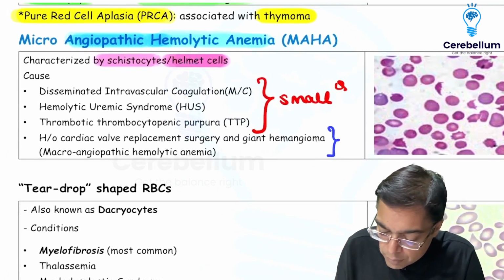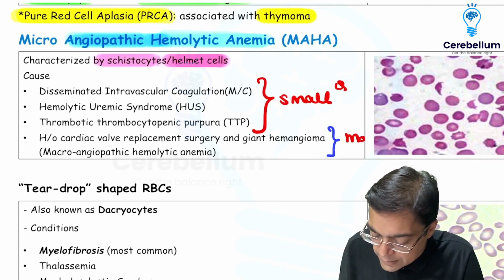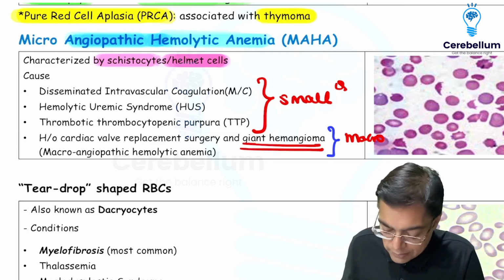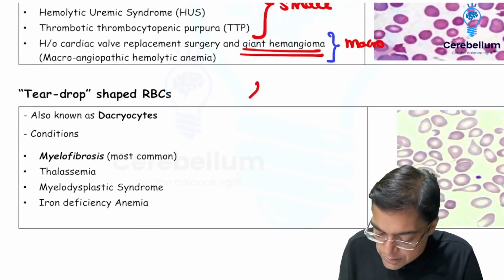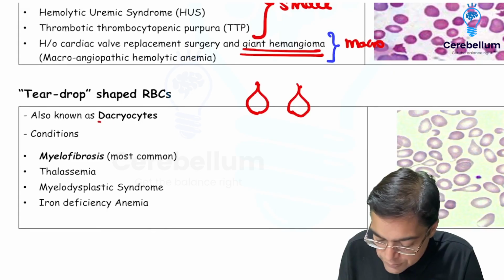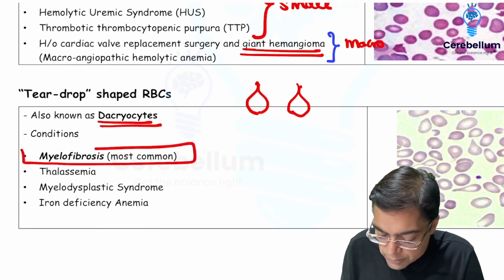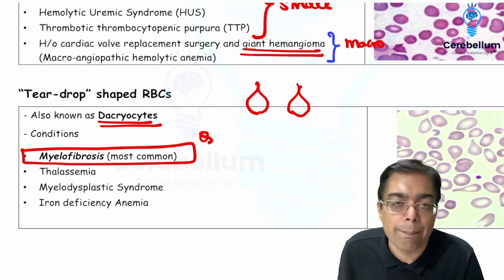Another cause that we need to remember over here, apart from cardiac valve replacement, which can result in macro or big size angiopathic hemolytic anemia, is something like a giant hemangioma. Another special condition that is worth making a reference to over here is a condition in which RBCs become tear-shaped, and tear-shaped RBCs are given the name of dacryocytes. Dacryocytes can be seen in multiple conditions, but the commonest that we need to remember is a condition associated with fibrosis of the bone marrow. So that's termed as myelofibrosis.